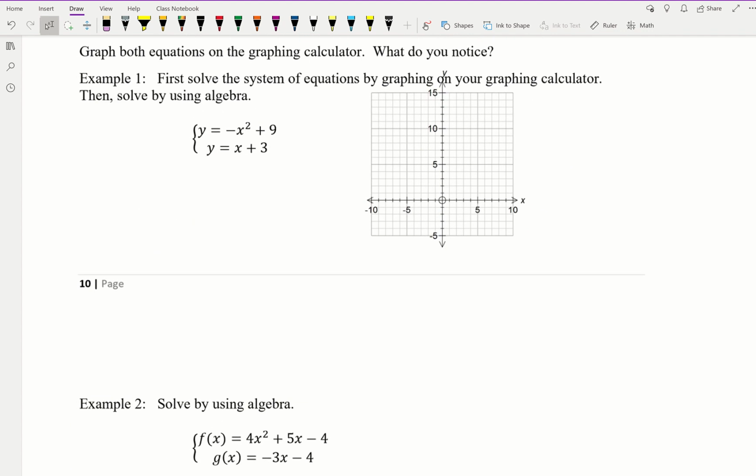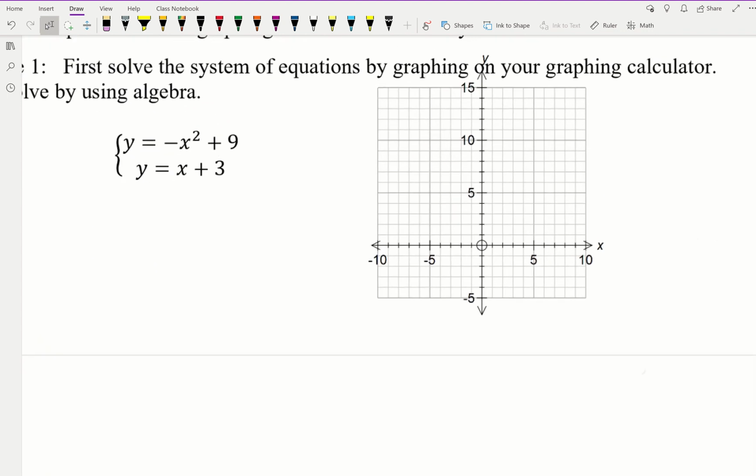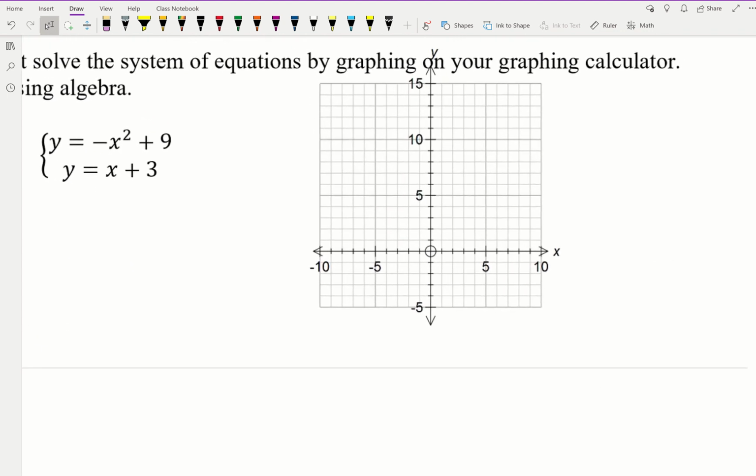All right, guys, taking a look at number 1. It says, first solve the system of equations by graphing on your calculator, then solve by using algebra. I know it says to use a graphing calculator, but really we need to be able to graph these functions by hand. If you go back to what we did in chapter 4, y equals -x squared plus 9 has a reflection and is shifted up 9.